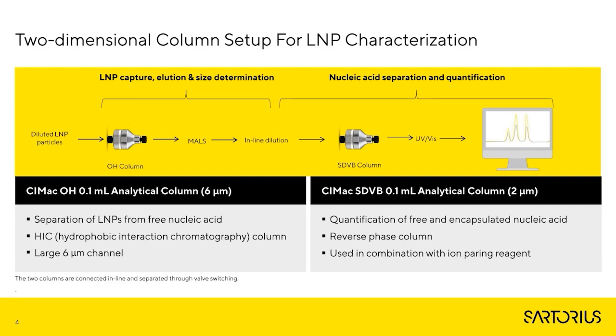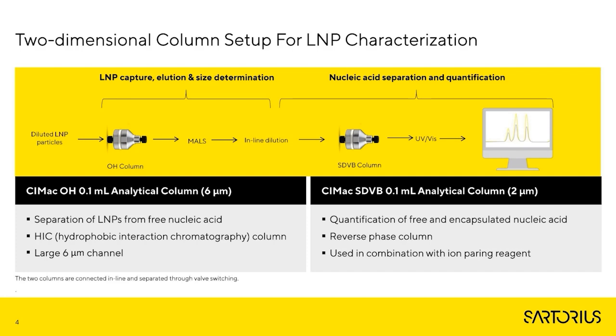For the LNPs, you would use multi-angle light scattering, so you get direct light scattering information by observing your LNPs. For the RNA, it's the UV-Vis detector that detects the chromophores in your RNA. The nucleobases are very UV active, and it's easy to detect RNA this way, but you do have to separate it from other things beforehand.